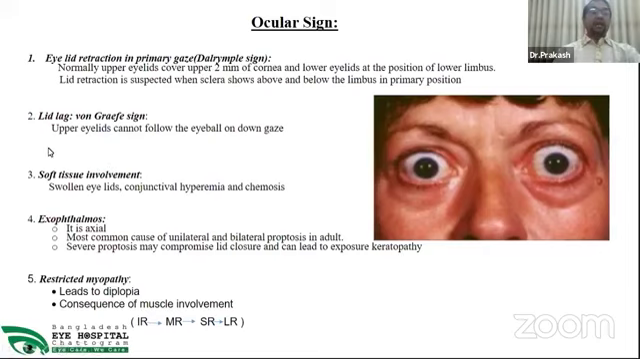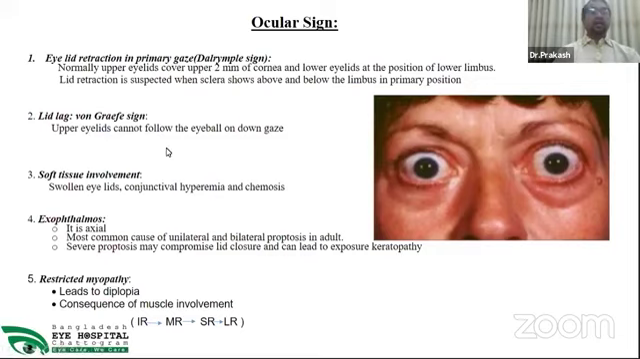Another is lid lag. It is also called von Graefe's sign. Normally, during looking down, the eyeball will move down and the eyelid follows the movement of the eyeball. But in thyroid eye disease, the eyeball will move down, but the upper eyelid cannot follow the movement of the eyeball, and that is called lid lag.